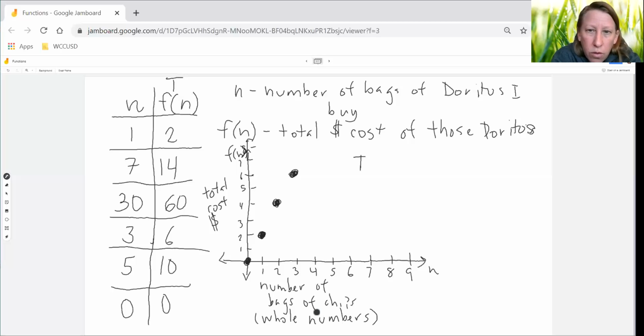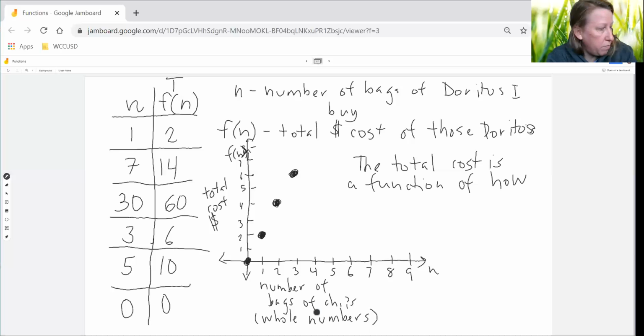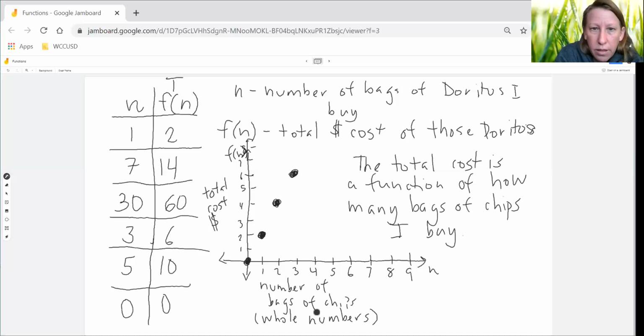So the total cost is a function of how many bags of chips I buy. That is another way to write this description. The total cost is a function of how many bags of chips I buy. That also represents the situation.